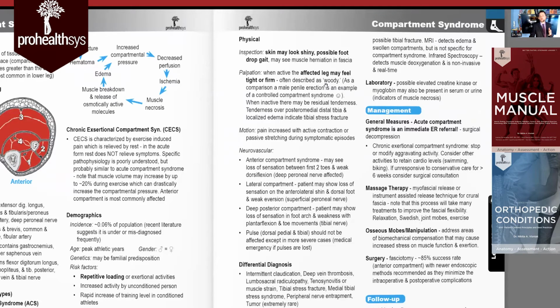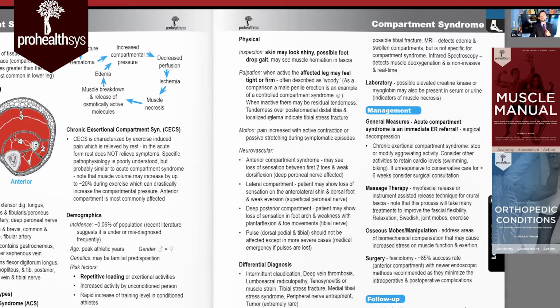And I say this as a joke, but it's a way to remember it. A male erection is an example of a compartment syndrome. You have a soft tissue area bound by fascial membranes. You increase the blood supply and pressure inside of there, and that's what an erection is. So this woody sensation there.